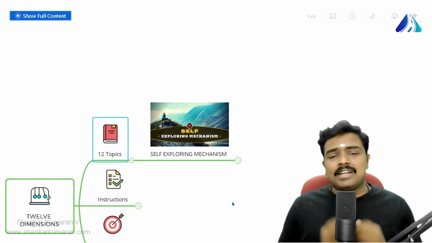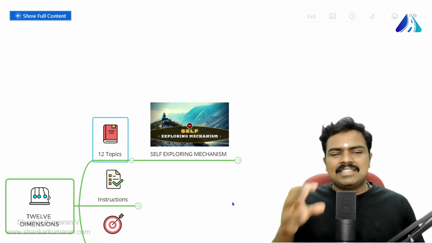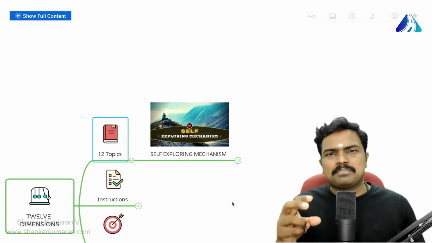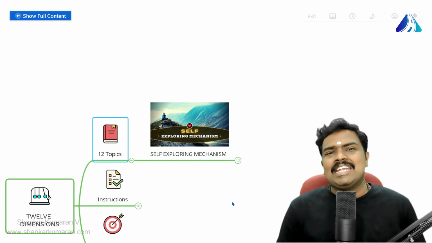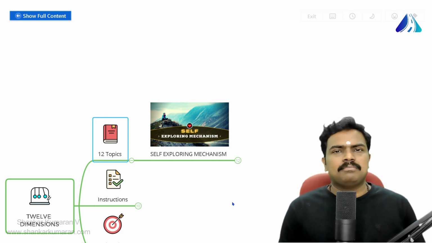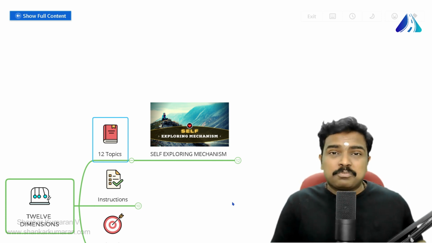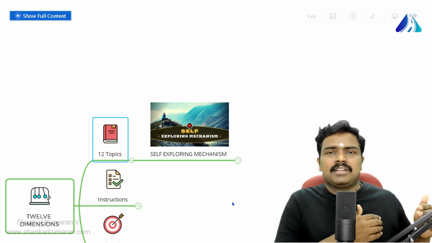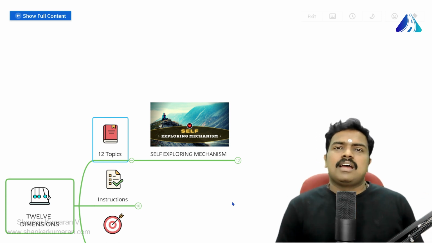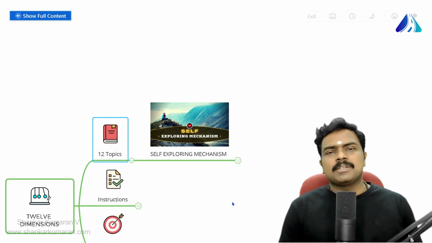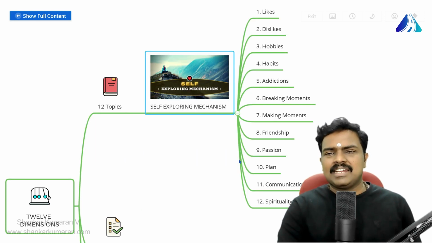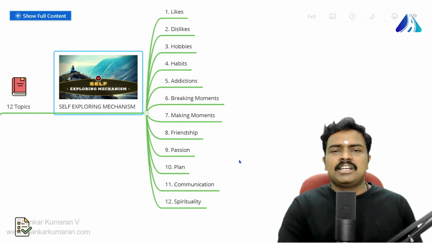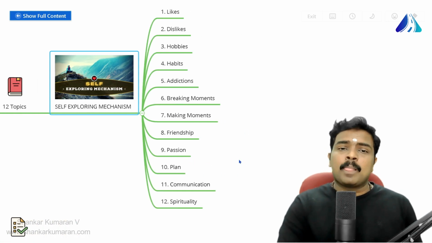Because if you have not understood the self-exploring mechanism, this particular dimension of understanding your spouse and creating intimacy will not work. We have spent hours of discussion on how to understand the 12 dimensions. Now, just for revision's sake, let us discuss what the 12 dimensions are.